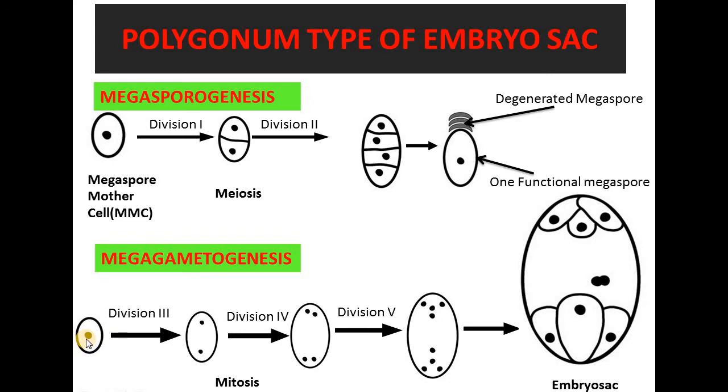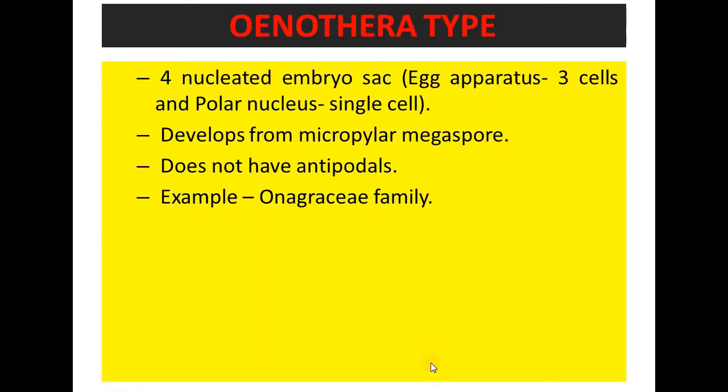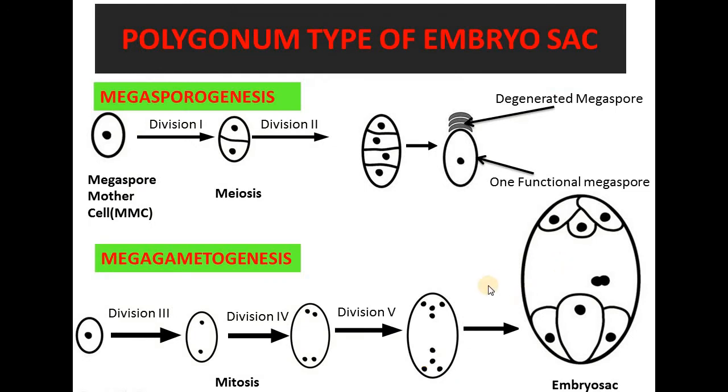As a result of mitosis, you can see from one nucleus, 2 nuclei, then from 2 nuclei, 4 nuclei, and then 4 to 8 nuclei will be produced. So you can see in this diagram, finally as a result of 3 successive mitotic divisions, an 8-nucleate structure is there, and these 8 nuclei are arranged in this manner: 4 nuclei are present at the chalazal end and 4 at the micropylar end.